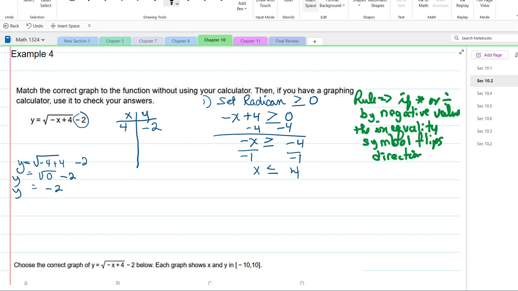So let's try 0. So if x equals negative 0 plus 4 minus 2, then we're going to have square root of 4 minus 2. 2 minus 2, we get 0. That's a good one.